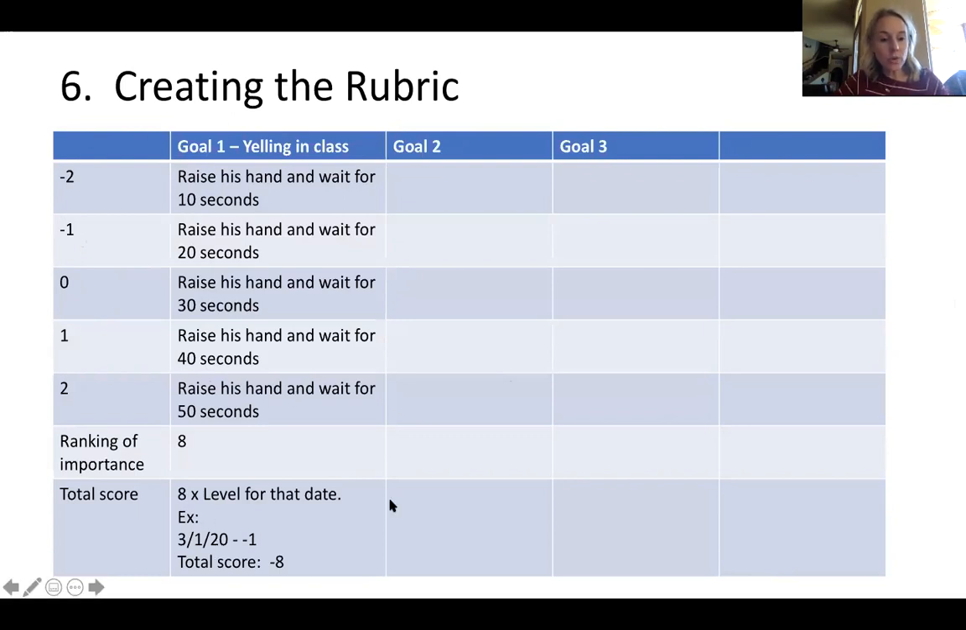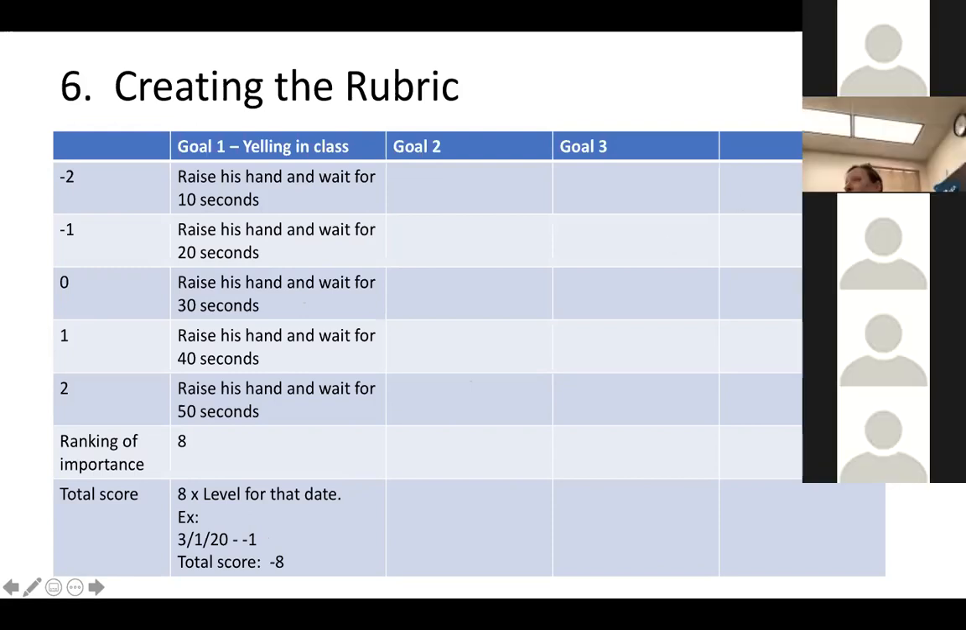So the composite score for this would be a -8, depending on how he's doing. If I said on 3-1 he raised his hand and waited for 20 seconds, his score on that would be a -1 times an 8, and that's a -8. Stay with me here and I'll keep going.